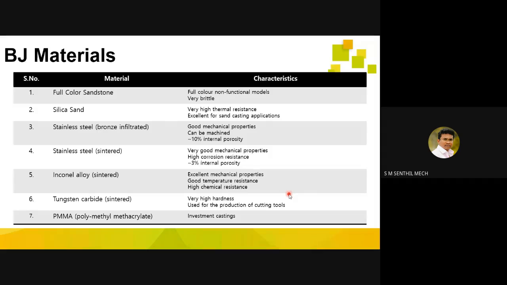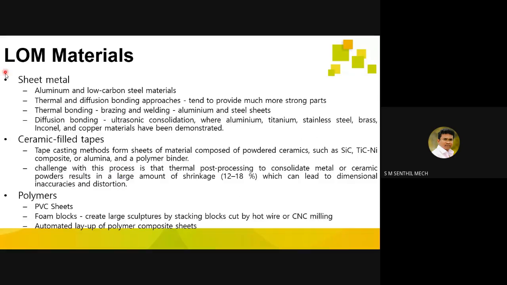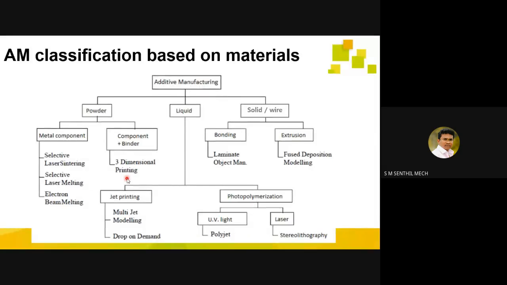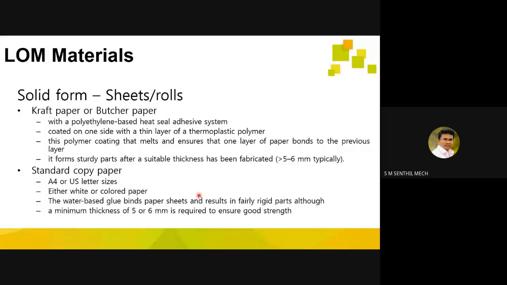We have already discussed this when we discussed the binder jet process. Now this is about laminated object manufacturing materials, which are also usually in a solid form, as sheets or rolls. I have already discussed these previously when I explained SLM technology. They are craft paper, butcher paper, standard copy paper, sheet metal, ceramic filled tapes, and polymers. These are the variety of materials used for laminated object manufacturing, in solid form.